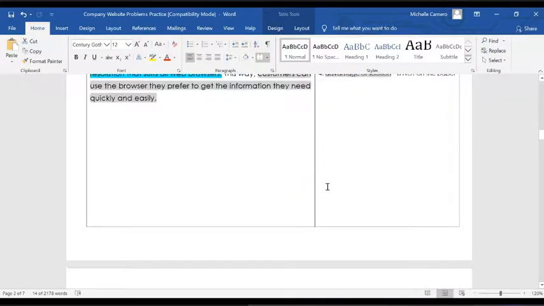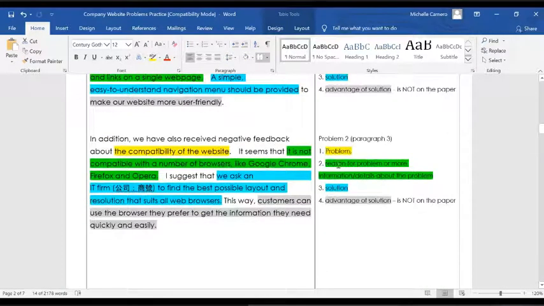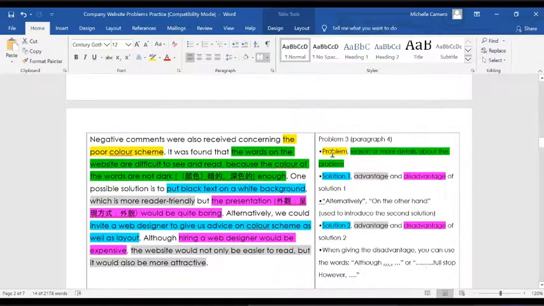Again, you still have the same steps though. Remember, you want to talk about the problem, give more information, the solution, and the advantage, which we do here. We have the problem, more information, the solution, and the advantage, but now you also have to add the disadvantage. All right, so you can start your paragraph off with negative comments were also received concerning, then say the problem, the poor color scheme. And when you want to give more information, you can say it was found that the words on the website are difficult to see and read because the color of the words are not dark enough.